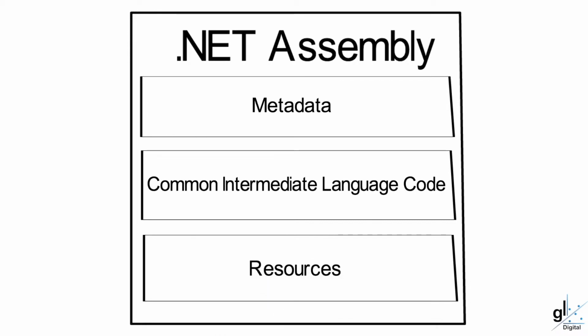Resources. Additional resources can be compiled into an assembly. For example, if you wanted to store a JPEG image in an assembly, you are able to include this file as a resource. I also want to give a broad overview of how your .NET code is processed.